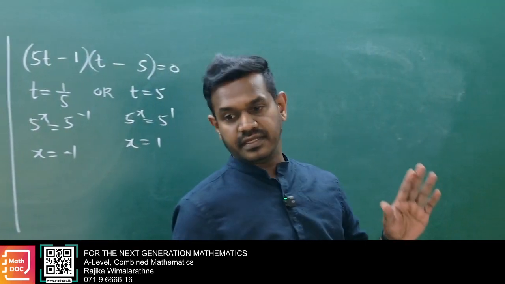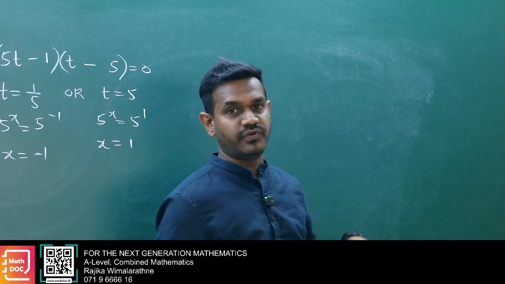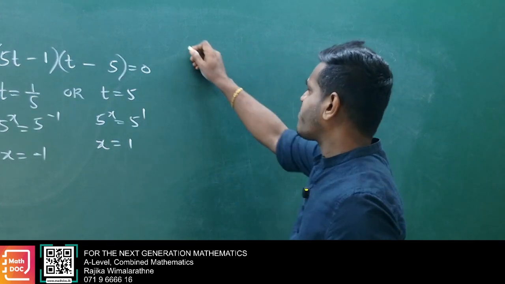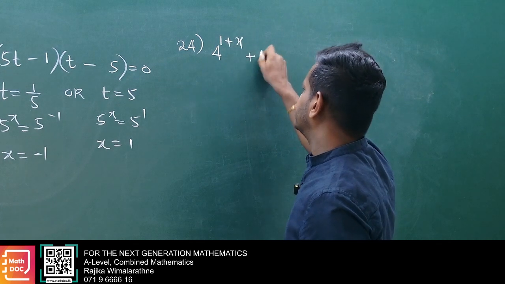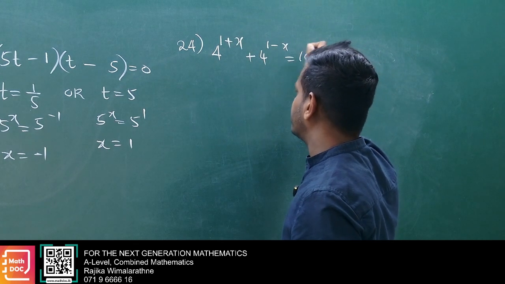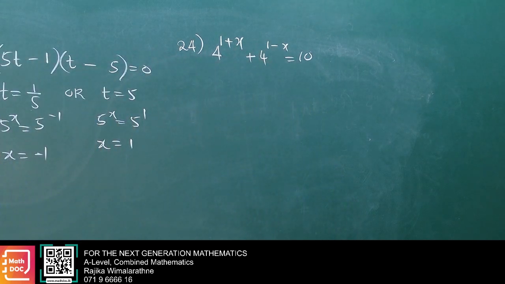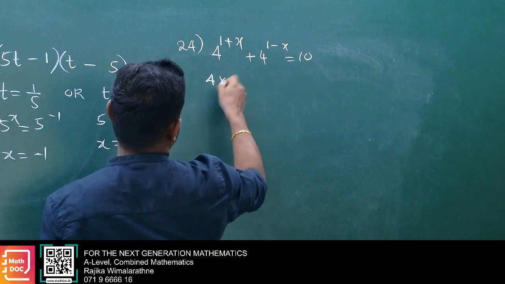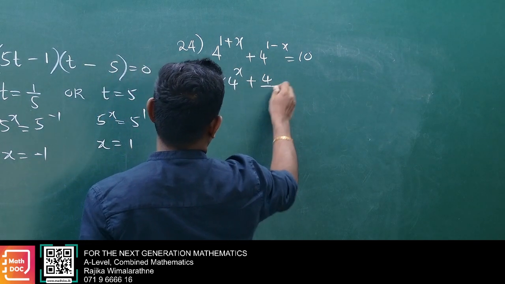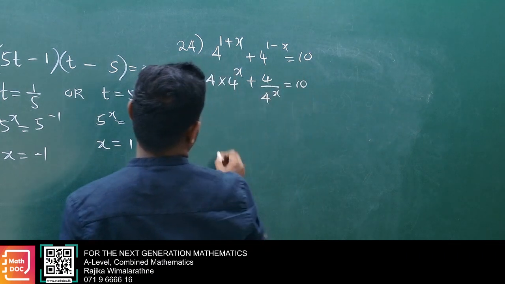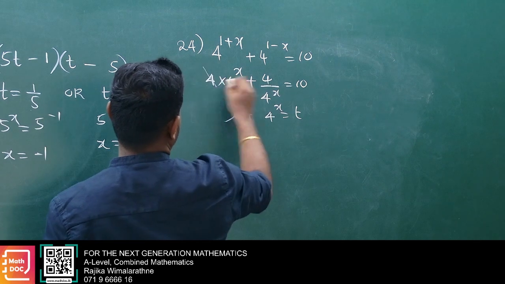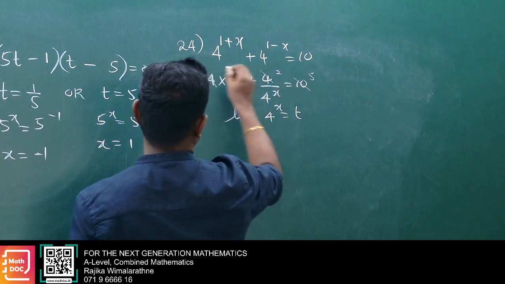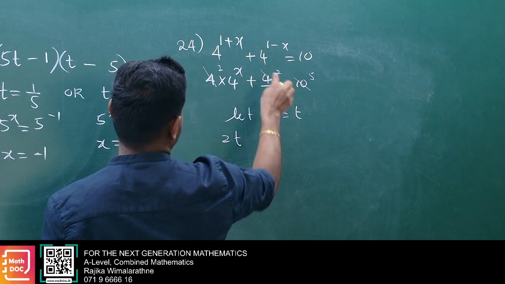Okay, then question 24. 4 to the power 1 plus x plus 4 to the power 1 minus x equals 10. Okay, then here 4 times 4 to the power x, plus 4 divided by 4 to the power x, equals 10. Let 4 to the power x equal t. Then divide by 2: 5 over 2 and 2 over 2. Then here 2t plus 2 over t.